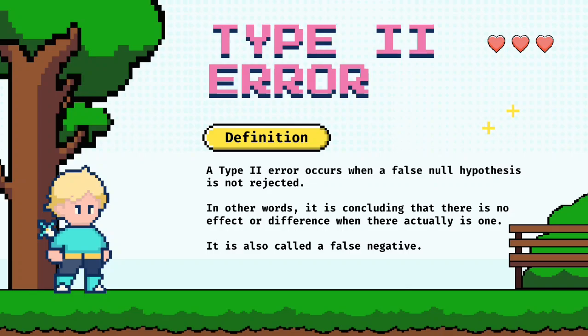Now, let's look at type 2 error, which is the opposite. This happens when we fail to reject a false null hypothesis. This means we miss something that is actually real, also known as a false negative. Using the same analogy, this error occurs when the fire alarm fails to ring, even though there really is a fire. It's a missed detection.